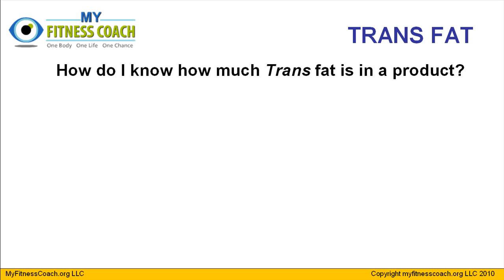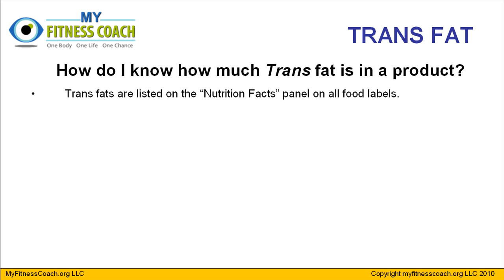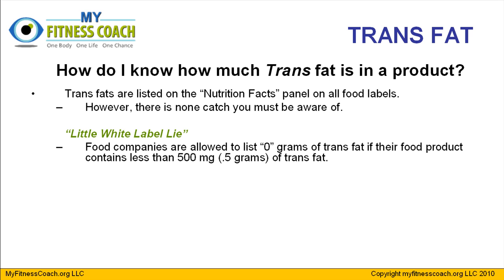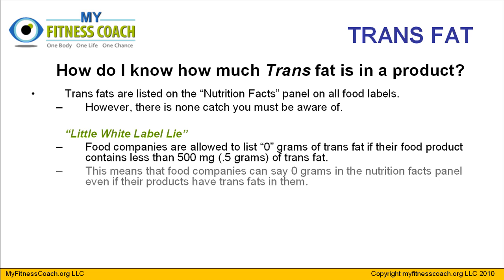So how do you know how much trans fat is in a product? Well, trans fats are listed on every nutrition facts panel, on all food labels. However, there is one catch that you must be aware of, and there is, again, this little white label lie, and that is that food companies are allowed to list 0 grams of trans fat in their food product if their product contains less than 500 milligrams, or, again, 500 milligrams is equal to 0.5 grams of trans fats. So this means that food companies can say 0 grams in their nutrition facts panel even if their products have trans fats in them.